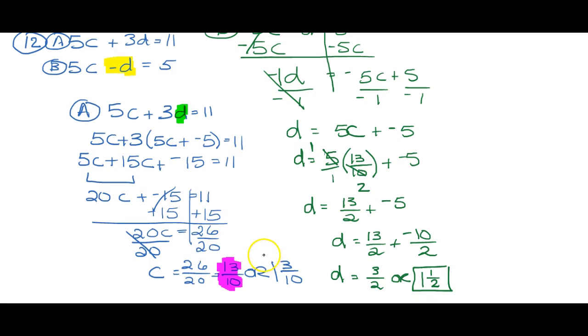So if we were to graph these, one of the reasons we use this is because it's really, really difficult to find that point where they're going to cross at 1.5 and 1 3/10. So this is one of the reasons we do this.